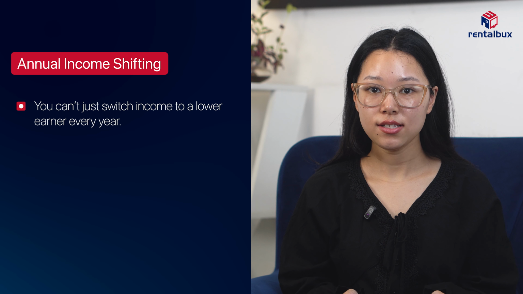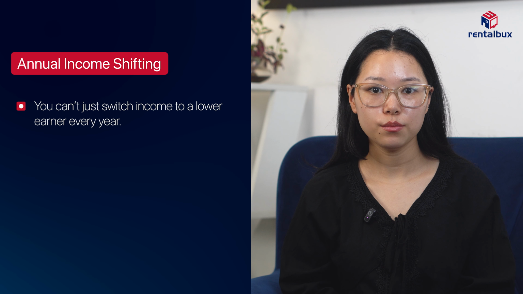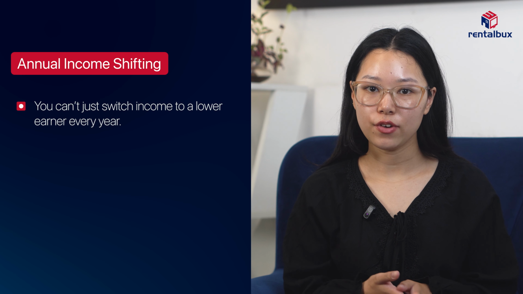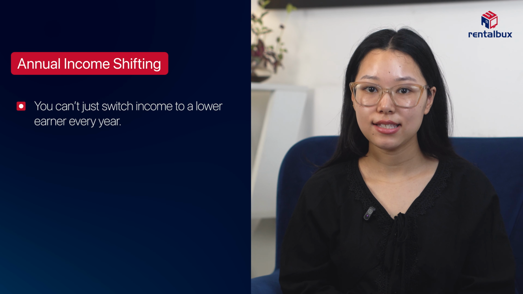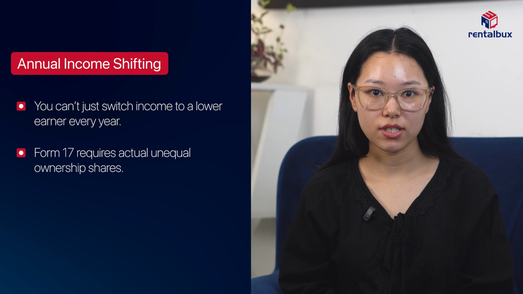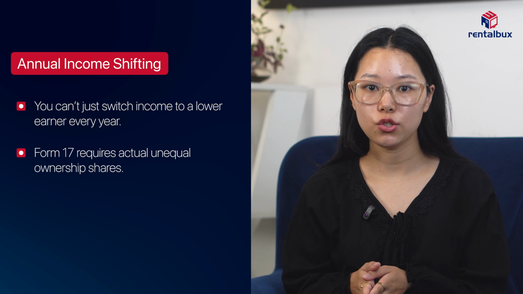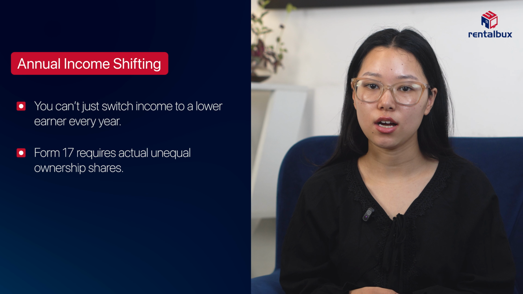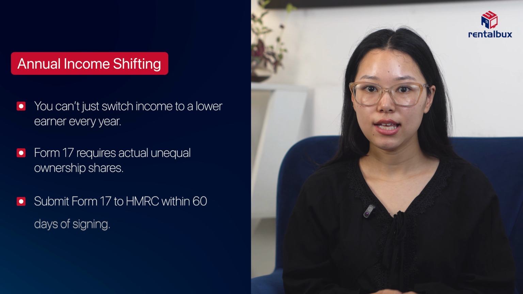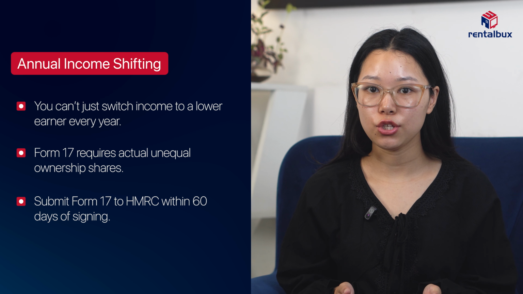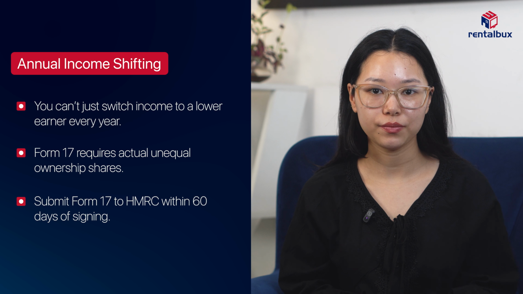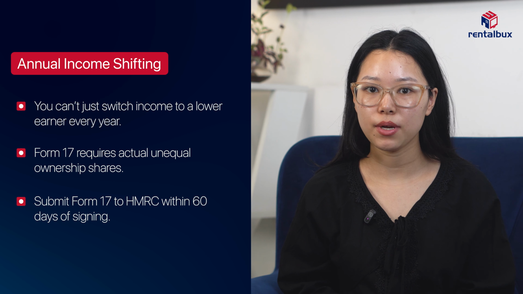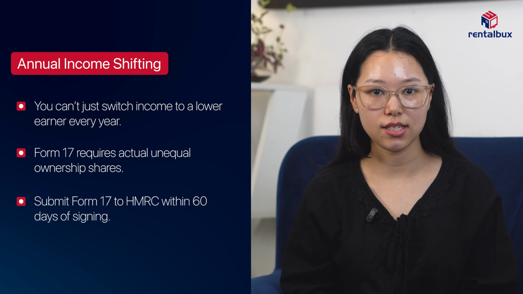Why do so many get this wrong? Three reasons. First, they assume they can move income to whoever's in the lower band freely every year. You can't. Second, they try to use Form 17 on a 50-50 property to choose a different split, but Form 17 only works where the shares are genuinely unequal. Third, they change their split mid-year and assume it backdates to 6th of April. It doesn't. The new split only applies to income arising after the last signature.